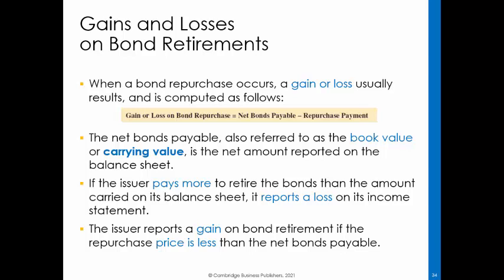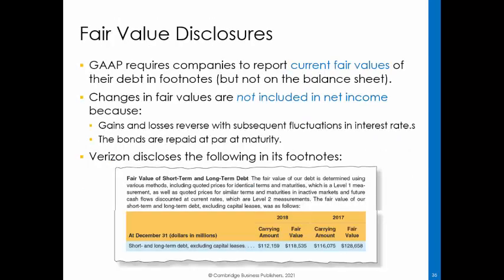The issuer reports a gain on bond retirement if the repurchase price is less than the net bonds payable. There are no economic effects of the early retirement of bonds because the gain or loss on repurchase is exactly offset by the present value of the future cash flow implications of the repurchase. The gain or loss on early retirement is a transitory item and consequently will not be reported on future income statements.